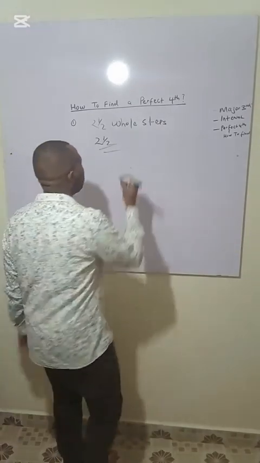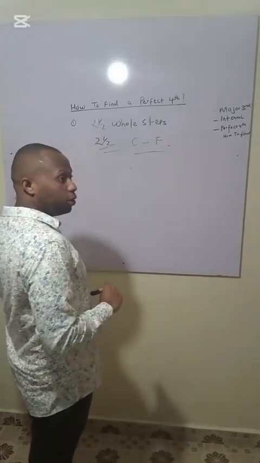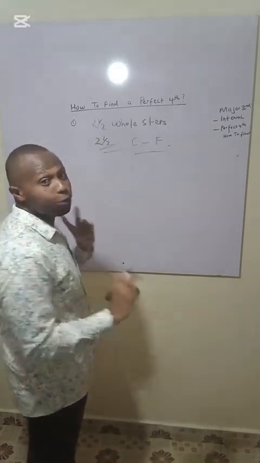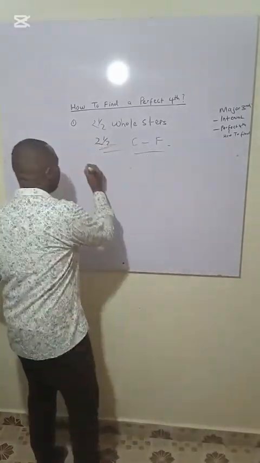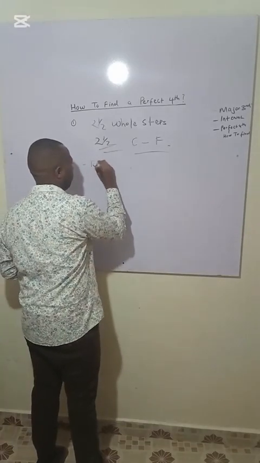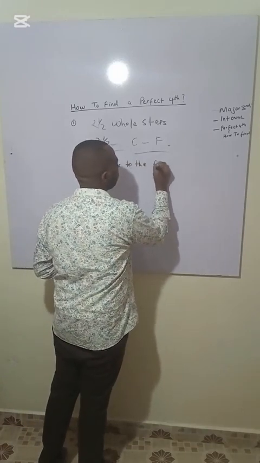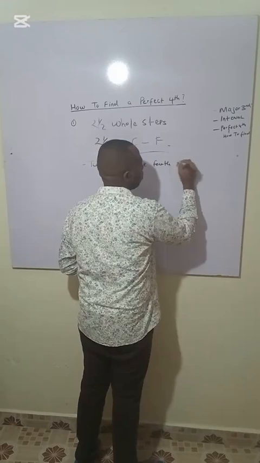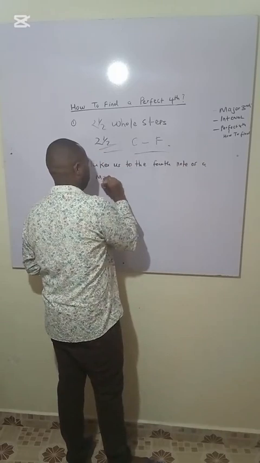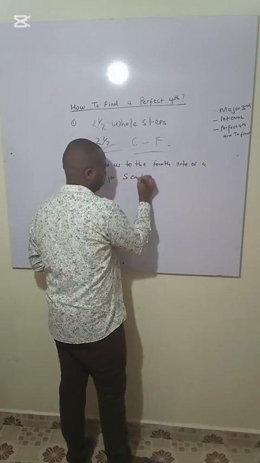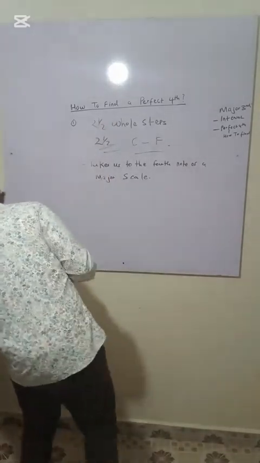So if I'm in the key of C, from C to F, that's a perfect fourth interval. And also understand that a perfect fourth interval takes us to the 4th note of a major scale. So a perfect fourth takes us to the 4th note of a major scale.